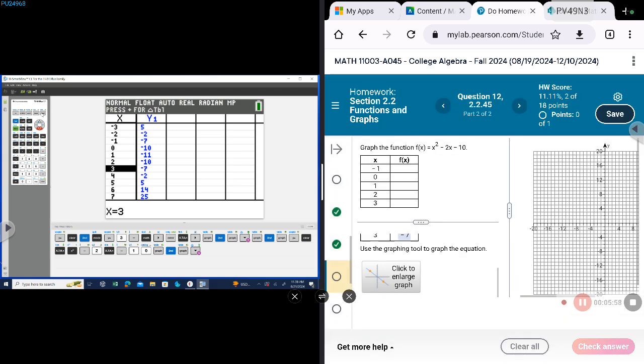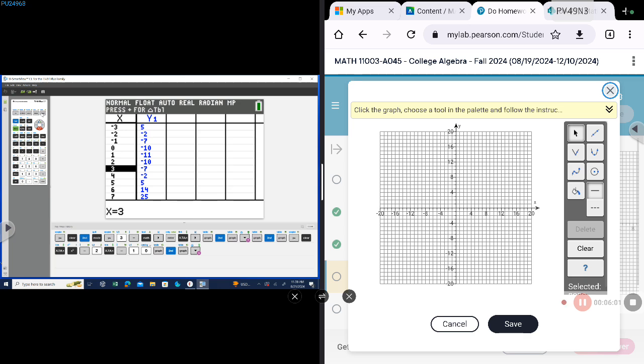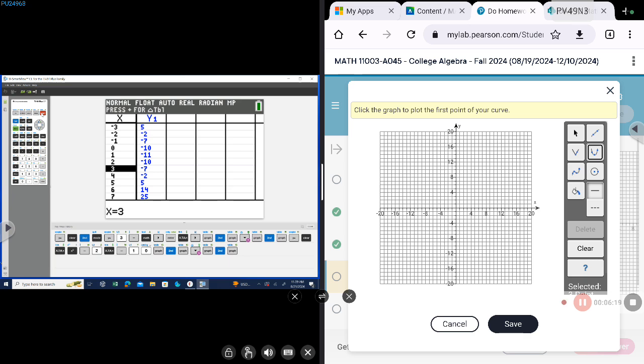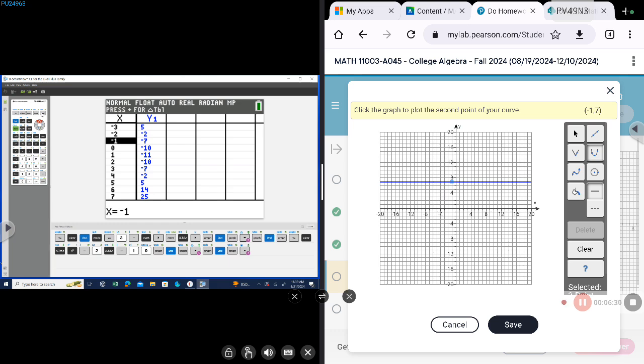Then we're going to graph. Now, remember what this shape was. That's what we have to tell MATLAB. It is a parabola, so this U shape. And then you can plot any point. So if I'm going back to that table that I just created, let's see, our table started with that negative 1, so I could do negative 1, 7. There's another point at 0, negative 10.